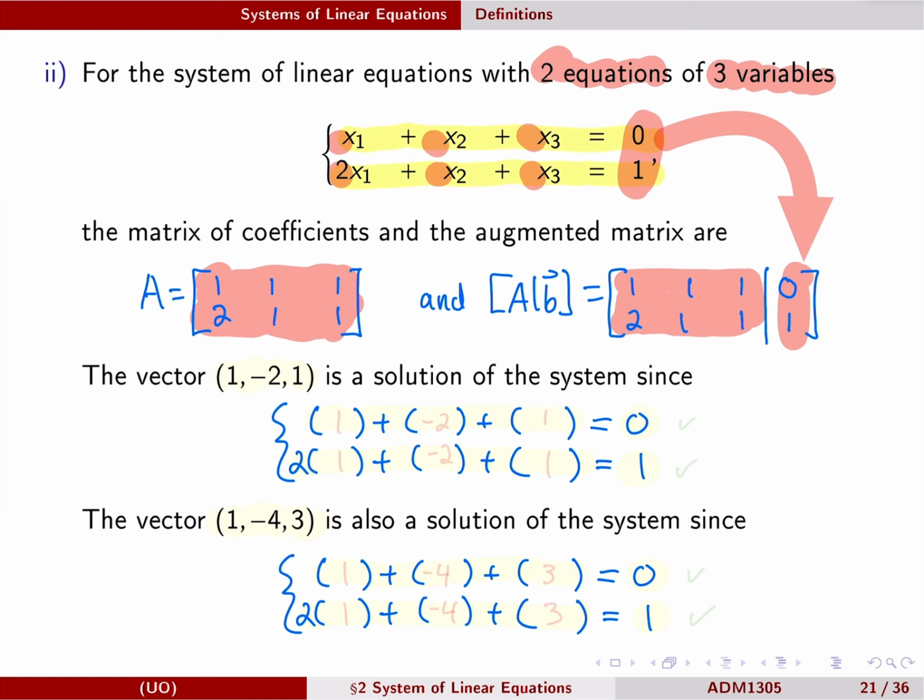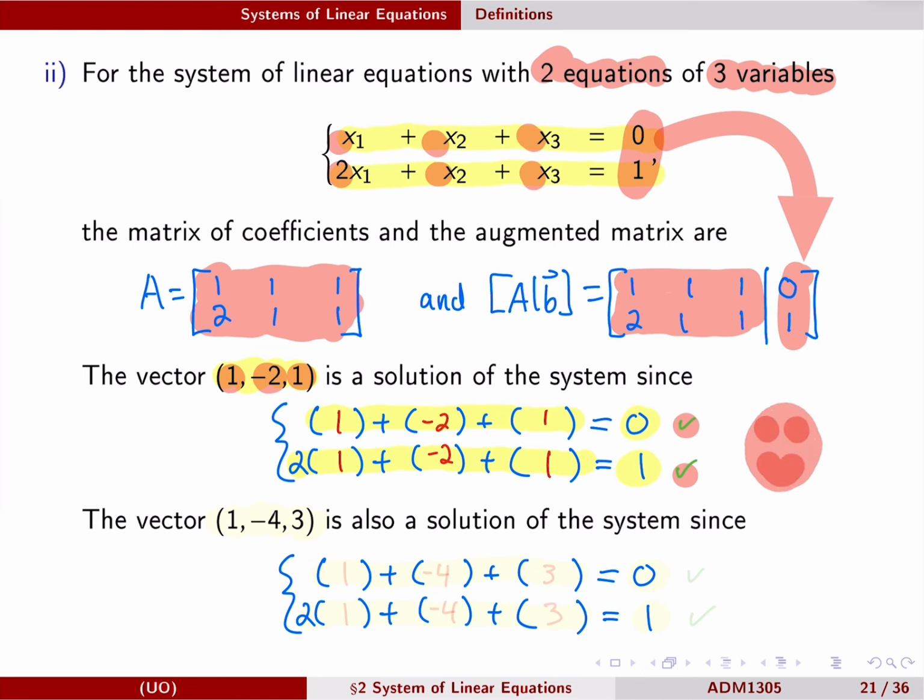Now let's check if some of those triplets are solutions of my system. We want to check if the triplet 1, minus 2, 1 is a solution of my system. This will actually work. Why? If you replace all the x1 by 1, all the x2s by minus 2, and all the x3 by 1, you can double check that 1 minus 2 plus 1 gives you 0, and 2 minus 2 plus 1 gives you 1. Because we have equality in the first and in the second equation, this is indeed a solution.